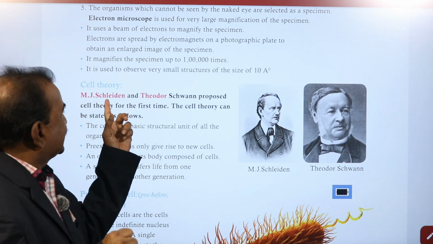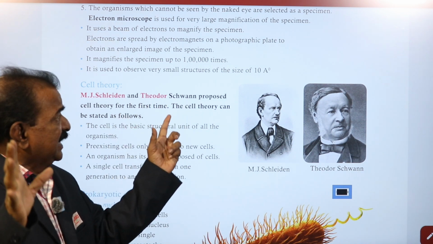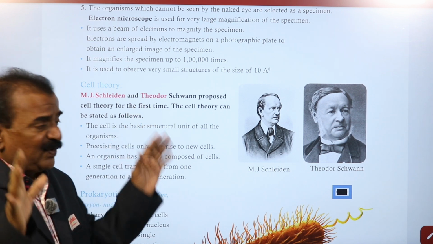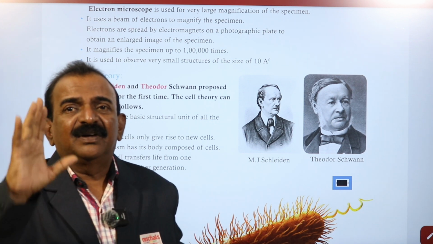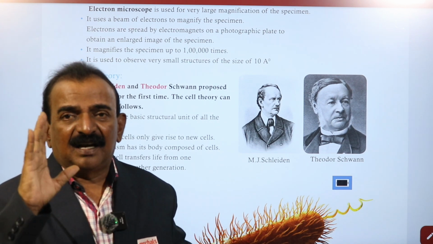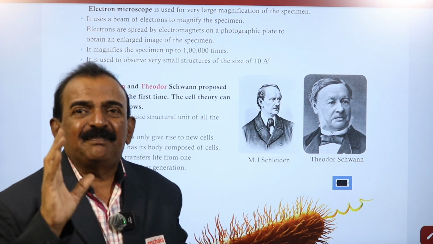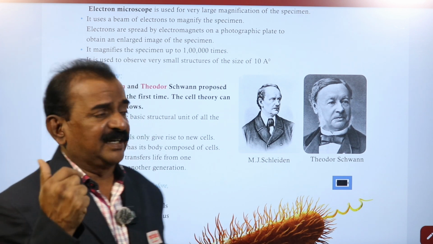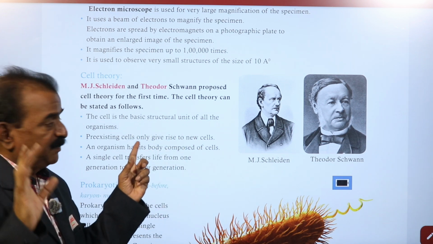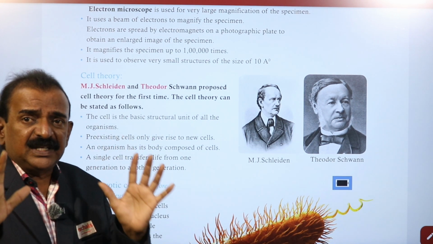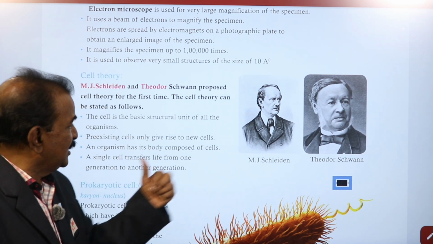Schleiden and Theodor Schwann proposed the cell theory for the first time. The cell theory can be stated as follows. I told you living organisms consist of cells, and cells are called the structural and functional units of living organisms, performing different life activities. So the cell is the basic structural unit of living organisms. Next, new cells are formed from pre-existing cells, and that was proposed by Schleiden and Schwann.